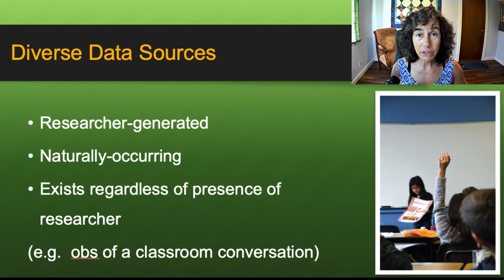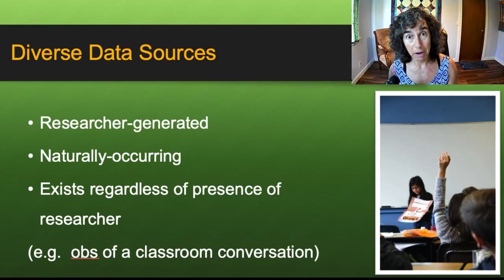We have a lot of different sources of data. The researcher generates it. It can be naturally occurring, so observation of a person. It exists regardless of the presence of the researcher. What's happening in that person's life is going to go on whether or not we're there, right? We're just there capturing it.